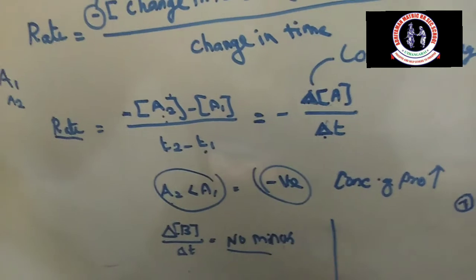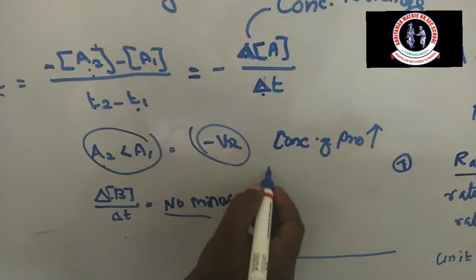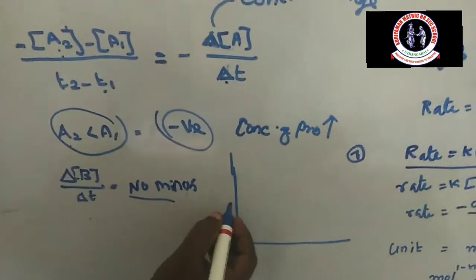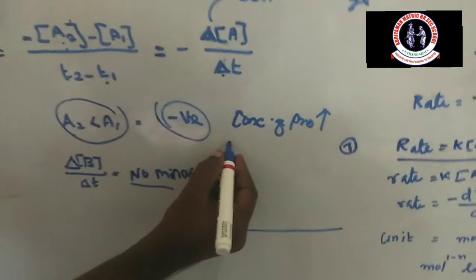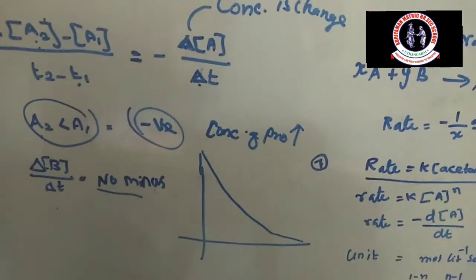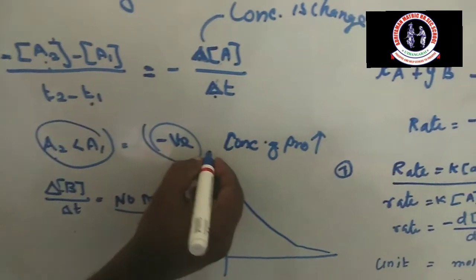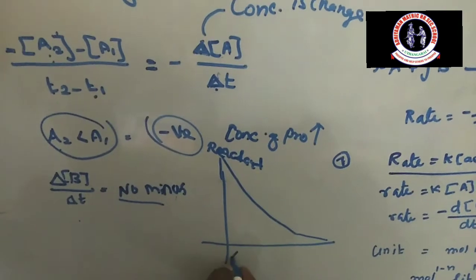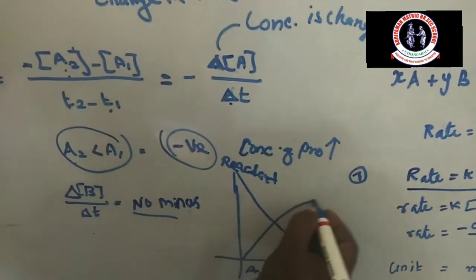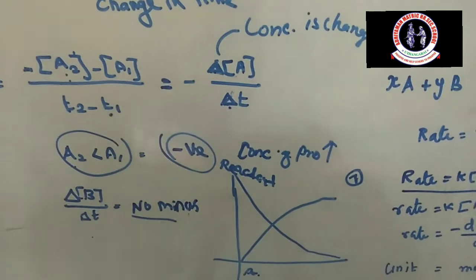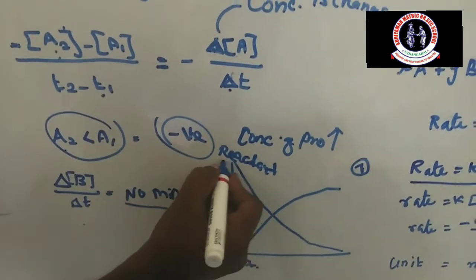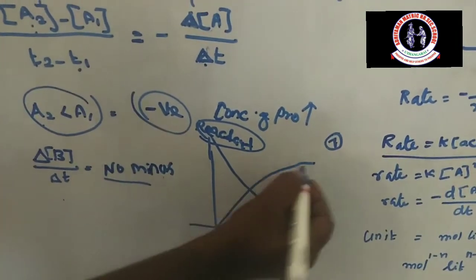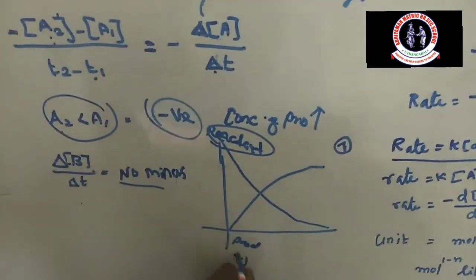In general, if you draw the graph, the concentration of the reactant decreases per unit time, while the concentration of the product increases with time. So the concentration of the reactant decreases per time and the concentration of the product increases. So no need for a negative sign here.